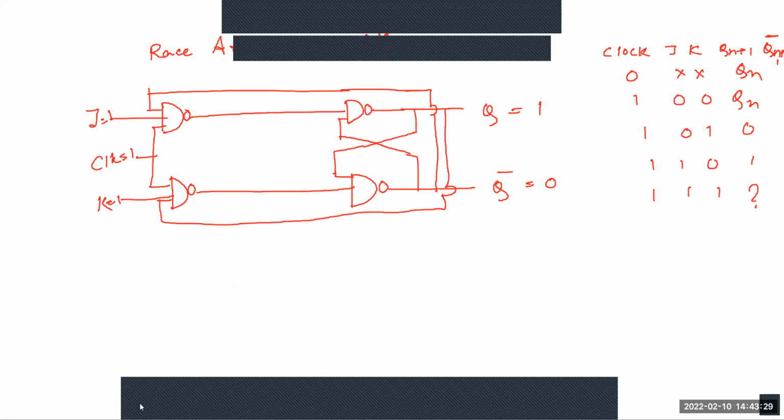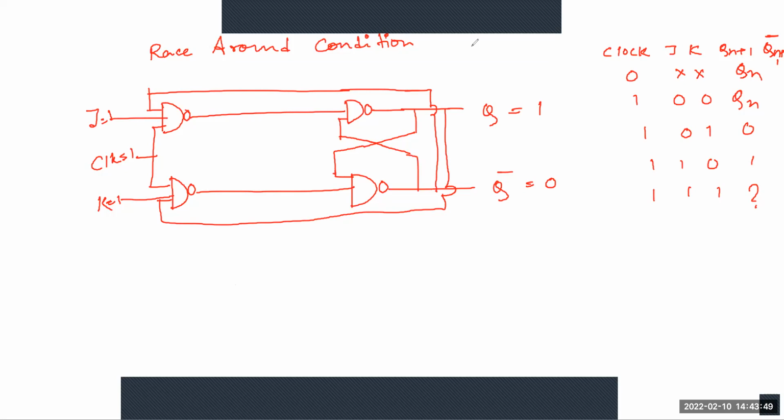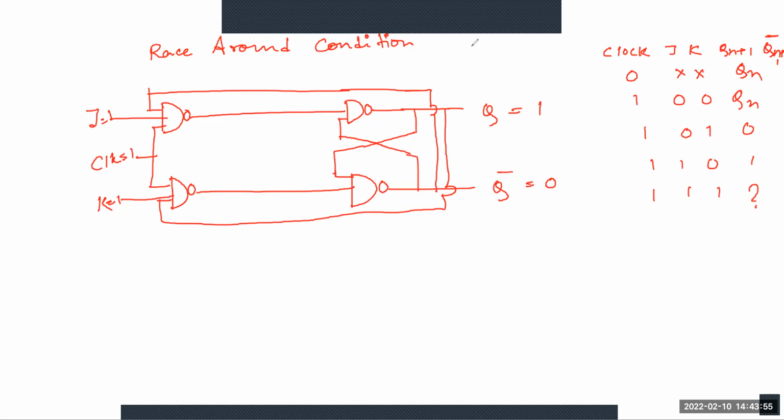Okay, so this is the truth table. Here we have clock, J, K, and Q n plus 1, and the last one is Q n plus 1 bar. You can also say this is Q n and this is Q n bar. Now here we are considering J equals 1, K equals 1, and clock equals 1, and we assume Q equals 1 and Q bar equals 0.